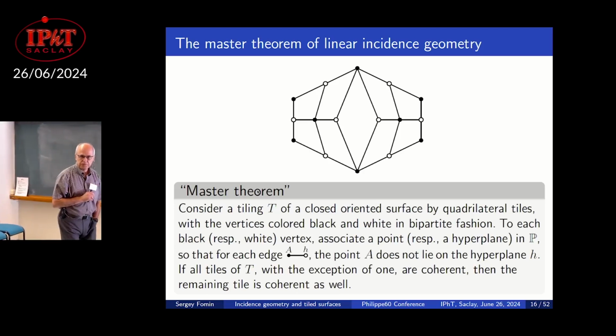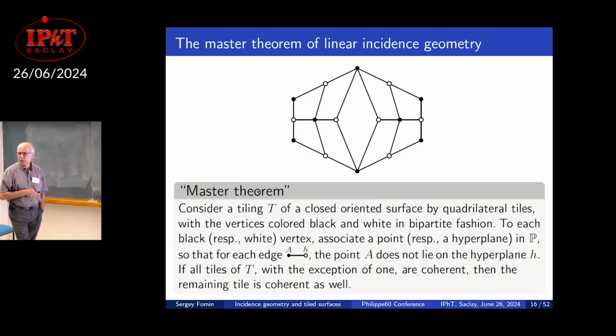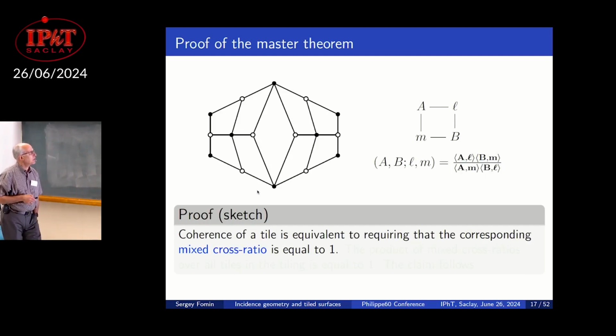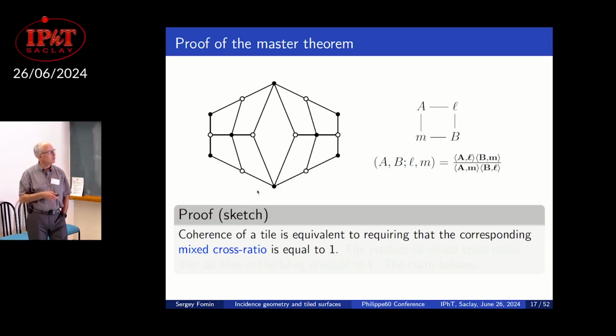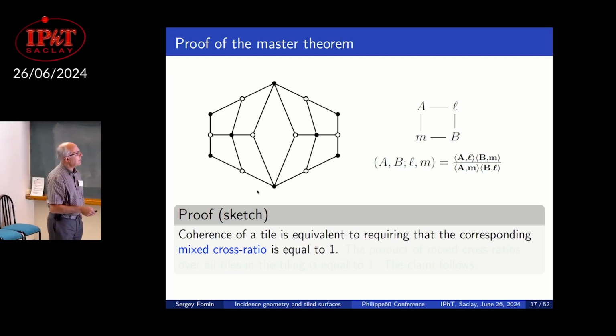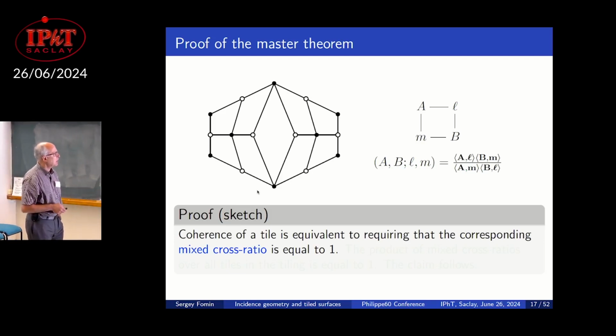Okay? That's the theorem. That's it. Now, sketch of proof. It turns out that coherence of each tile is equivalent to a certain natural projective invariance, the mixed cross ratio of these 2 hyperplanes and 2 points. There is only one projective invariance that you can associate to this, and that's this mixed cross ratio. We require it to be equal to 1. It's easy to check that this identity, that this thing is equal to 1, is equivalent to coherence.